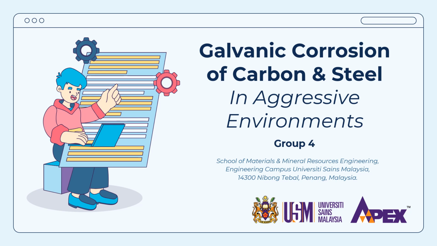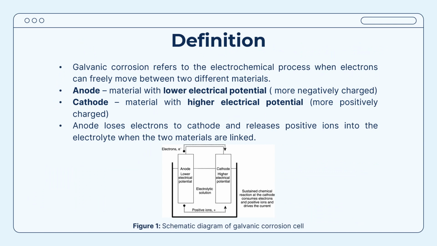Galvanic corrosion of carbon and steel in aggressive environments. Galvanic corrosion refers to the electrochemical process when electrons can freely move between two different materials.